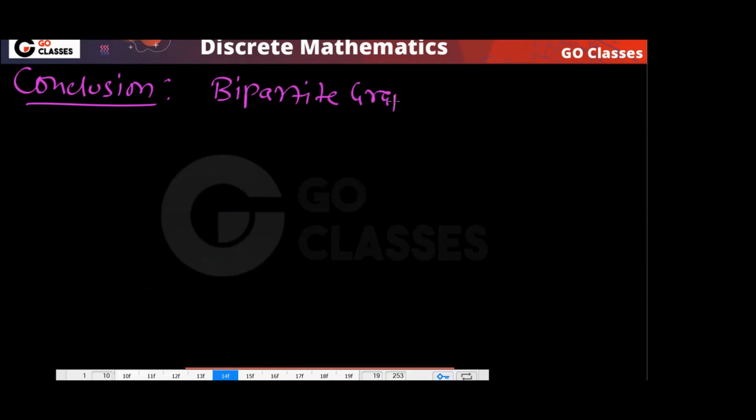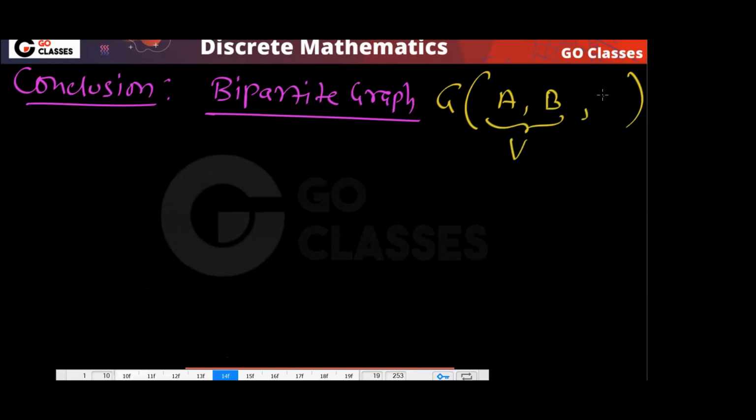You have a bipartite graph. Remember, your graph is bipartite. G is (A, B), these are the partitions, and this is the number of edges.